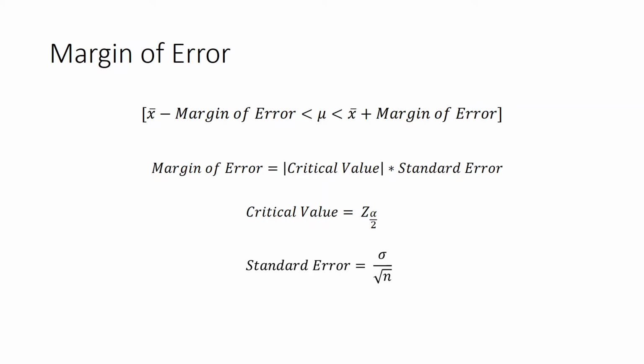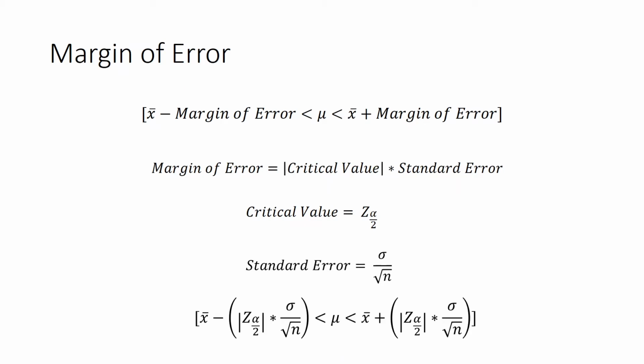So this is the standard error formula for confidence interval using the Z statistic, and when you put it into the formula, this is how the margin of error looks. We have the absolute value of the critical value times the standard error. That is the formula of the margin of error.